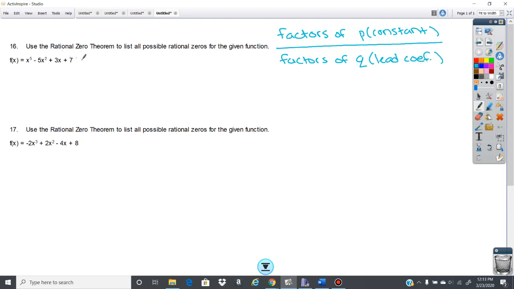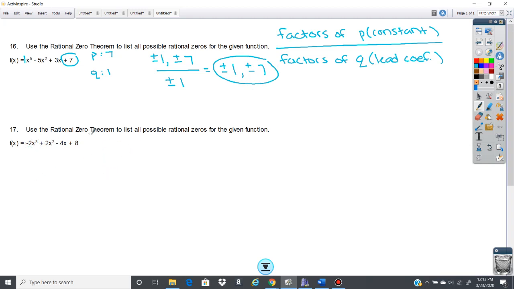Okay, so in this problem here, your p is positive 7, and our q is 1. So I'm going to do the factors of p, which are just going to be plus or minus 1 and 7, since 7 is a prime number, and q is 1, so plus or minus 1. Then 1 divided by 1 is 1, so plus or minus 1, and then 7 divided by 1 is 7, so plus or minus 7. So your possible real zeros here are 1 and 7, could be positive or negative.